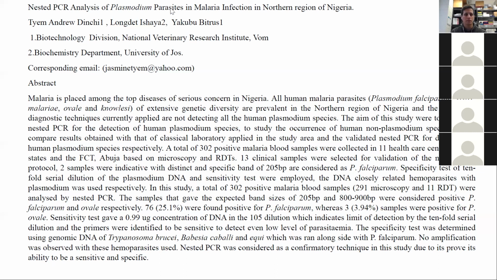Then we went ahead to run specificity tests. We used DNAs of Trypanosoma brucei and Babesia to run alongside our positive falciparum DNA. And from the result we got, there was no amplification observed in the other hemoparasites used. That means that the primers we used for this work were specific only for P. falciparum. So we went further.